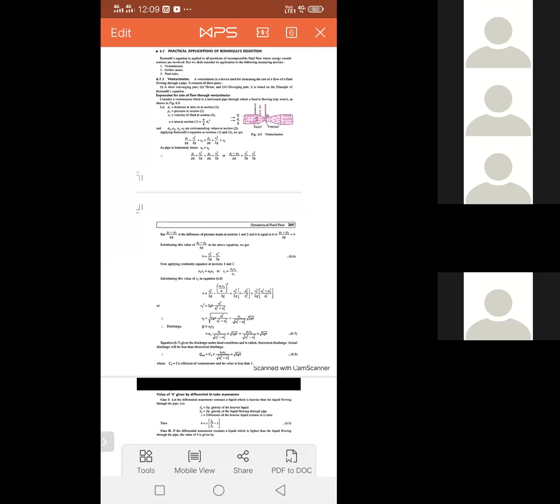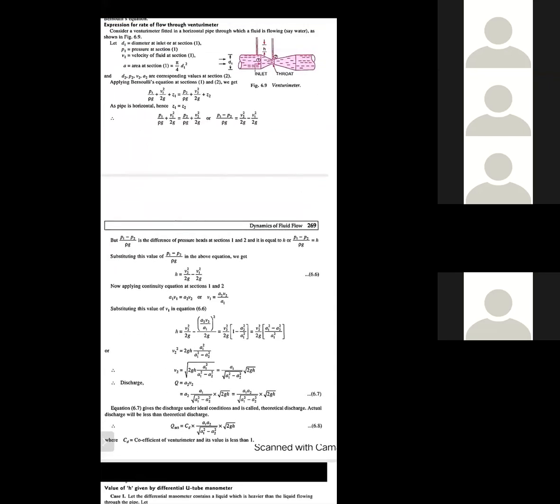In the previous lecture, we had completed the first practical application of Bernoulli's equation. The first practical application of Bernoulli's equation is the venturimeter. What is a venturimeter? A venturimeter is a device used for measuring the discharge of fluid from section 1 to section 2, if there are two sections.